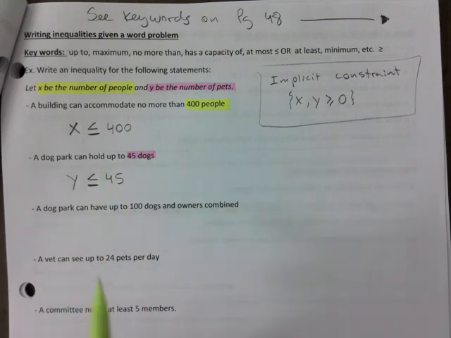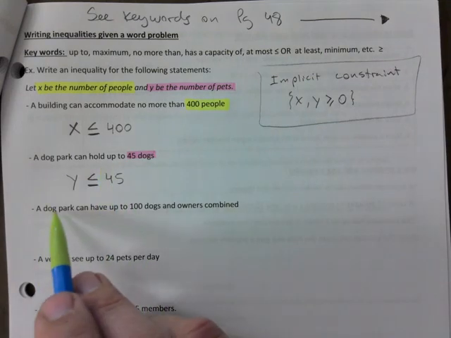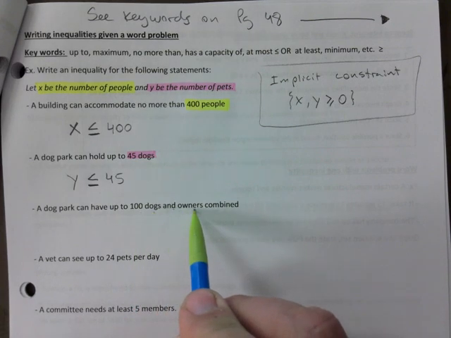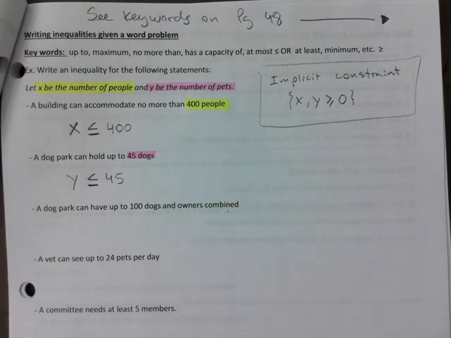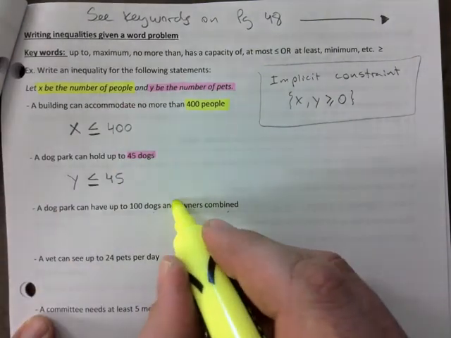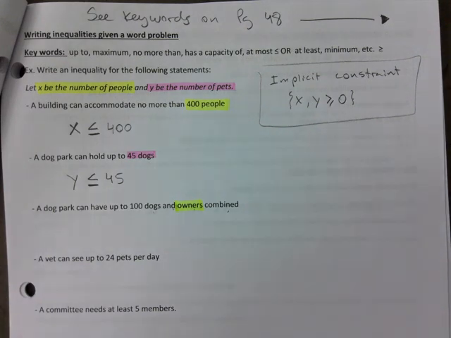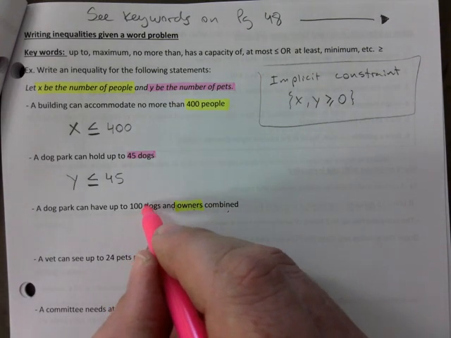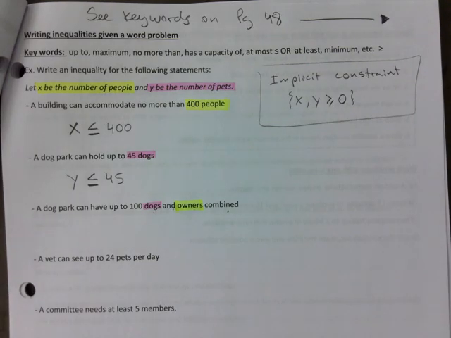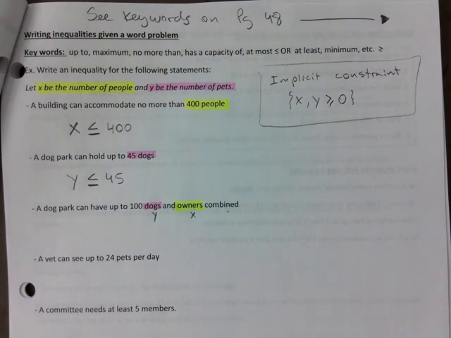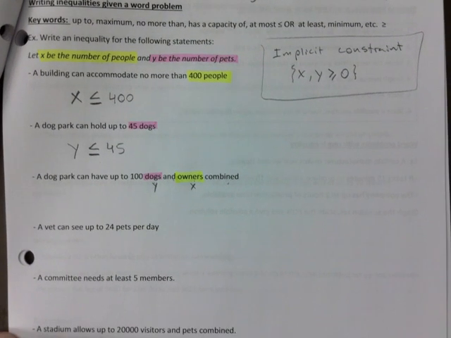Can hold up to 45 dogs. Next, a dog park can have up to 100 dogs and owners combined. Okay, now I don't know if you're realizing this, but I'm mixing up people, right, and dogs and pets. In other words, I have an X variable and a Y variable there combined, talking to both.